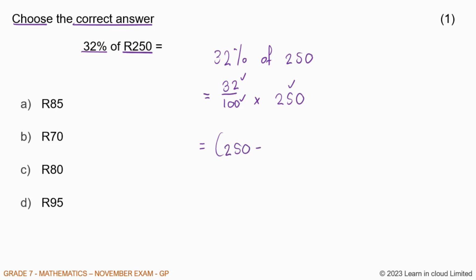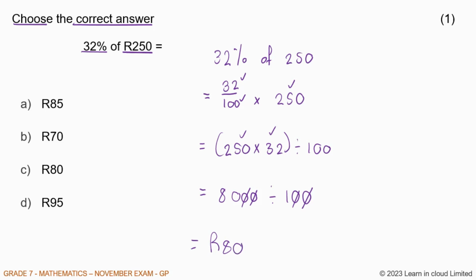being multiplied by our numerator, which is 32, and then being divided by our denominator, which is 100. 250 times 32 is going to give us a value of 8,000, which will then be divided by 100. We can then cancel out our zeros, and we're left with the value of 80. Therefore, our answer would be 80 Rand. So we know that 32% of 250 Rand would be 80 Rand, which matches option C, 80 Rand.